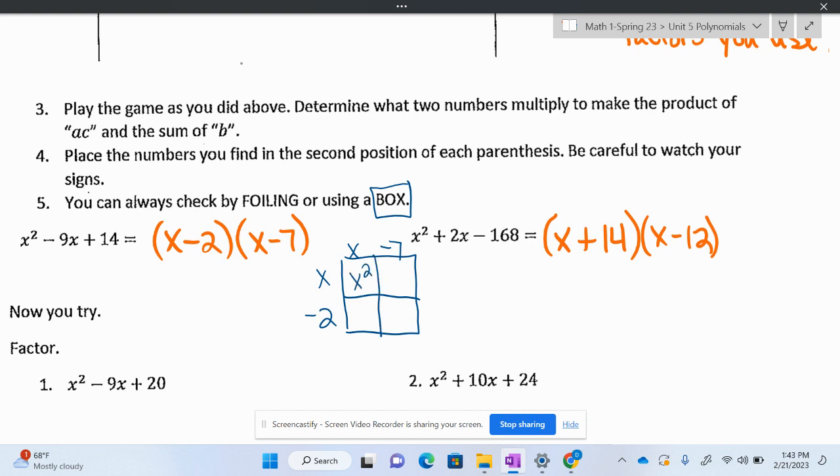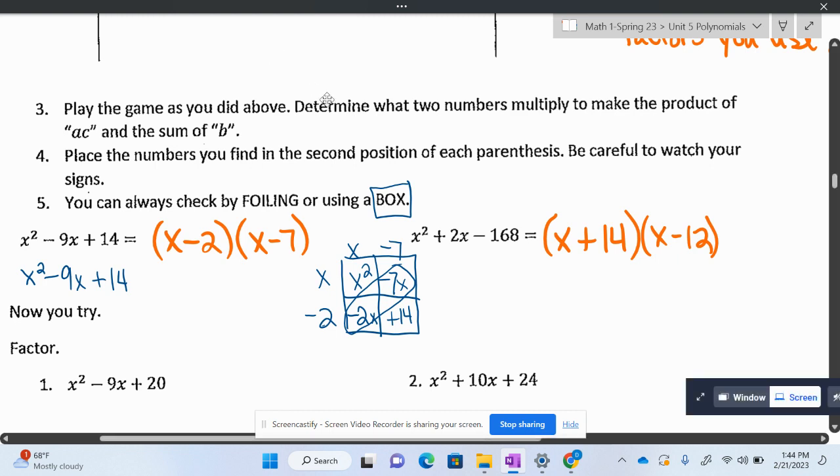X times x is x squared. X times negative 7 is negative 7x. X times negative 2 is negative 2x. And negative 2 times negative 7 is a positive whopping 14. Remember that you can almost always group those terms on the diagonal. So that leaves me with x squared, negative 2 and negative 7 become negative 9x, plus 14. Looks to me like we did it properly, right? So checking by foiling or using the factor box is a good method, but you don't have to, okay?